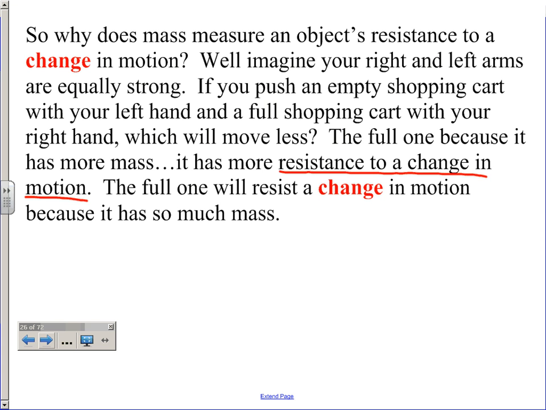When you push the empty shopping cart, it's going to move because it's light. But when you push that full one, it's going to be resistant. It's going to be harder to move. Okay, the full one resists a change in motion because it has so much mass. It has a lot more inertia. If you couldn't see the shopping carts and couldn't reach your hand into them, and I asked which of these two shopping carts has more mass, you can figure it out by pushing them. The one that's harder to push is going to be the one that has more mass.